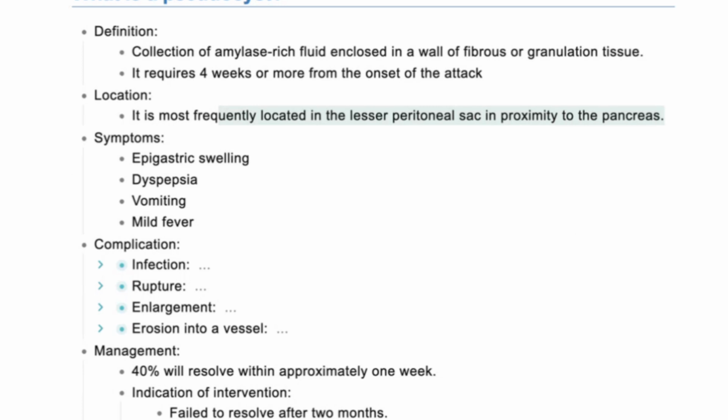So the way you drain it, if you're doing an open procedure, which is actually very rare, it doesn't really happen very often unless everything has failed. You do a laparoscopy, but you're going to open the cyst into the stomach. All right. So that will be a more sustainable solution, but it doesn't usually happen very often.